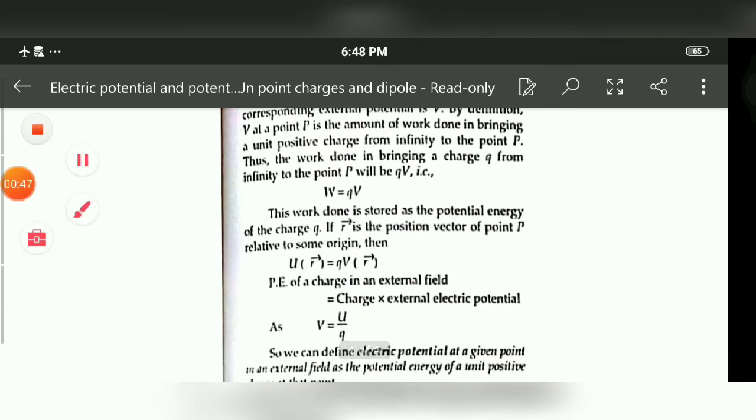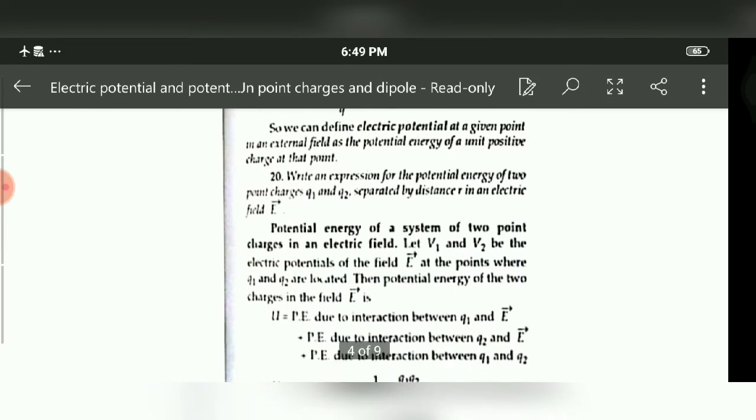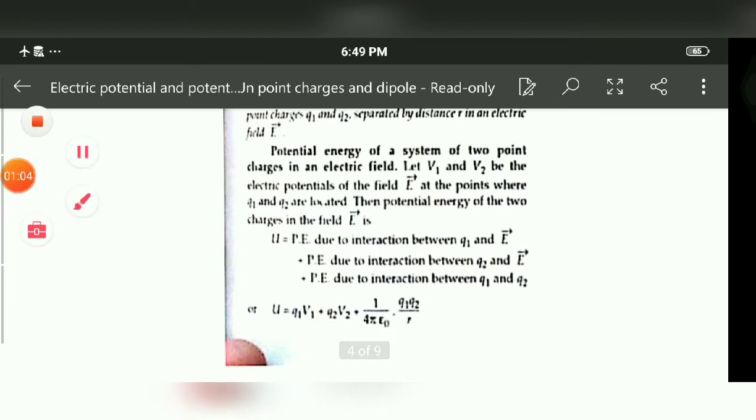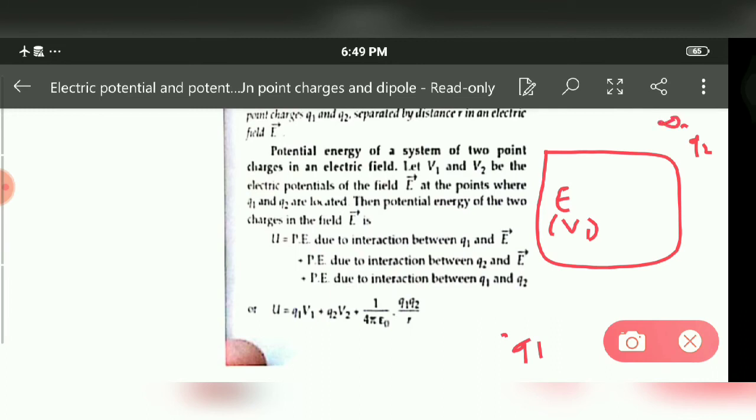Now for a point charge, electric potential energy is equal to what? Electric potential energy is equal to W, that is Q V. And if we have a system of 2 point charges, suppose this is the field, it's offering an electric field E, it's offering a potential V1 to charge 1 and V2 to charge 2, and again we have to bring them from infinity.